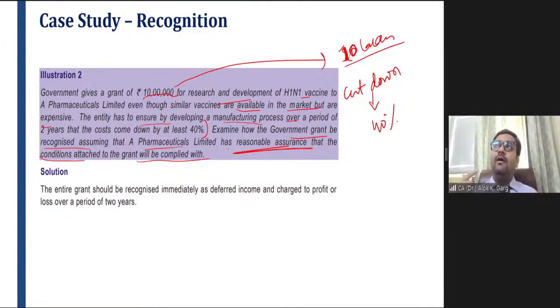Now coming to the recognition criteria. The entity will recognize a government grant if there is a reasonable assurance that the entity will comply with the condition and the grant will be received. So grant has already been received and there is a reasonable assurance that the condition will be complied with. In this case, whether we need to recognize this 10 lakh rupees upfront or over a period of 2 years, what is required to do?